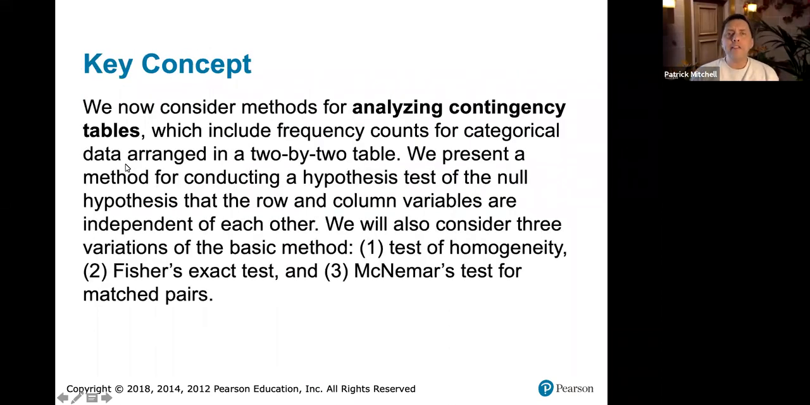So we now consider methods for analyzing contingency tables, which include frequency counts for categorical data arranged in a 2-by-2 table. We present a method for conducting a hypothesis test of the null hypothesis that the row and column variables are independent of each other. And we will consider one variation of the basic method. I will talk about the test for homogeneity. However, I will skip these other two tests.